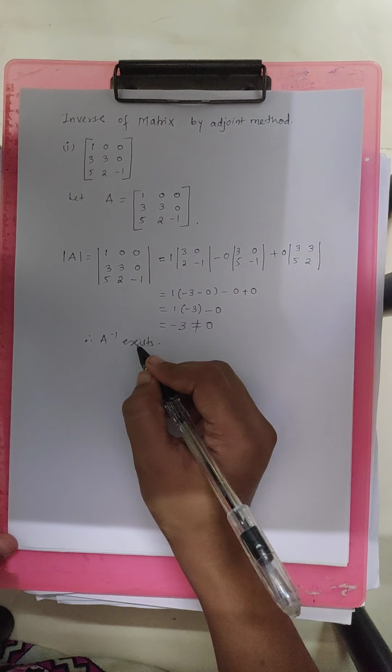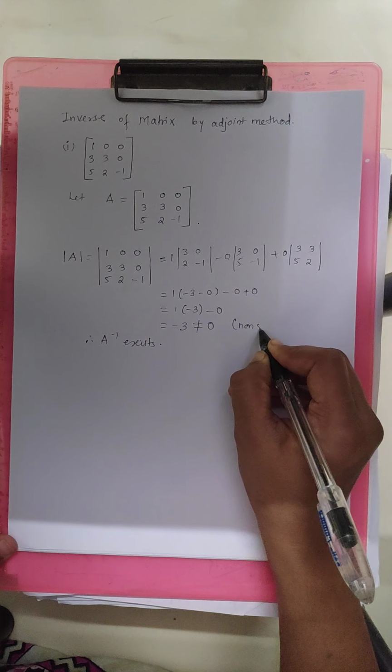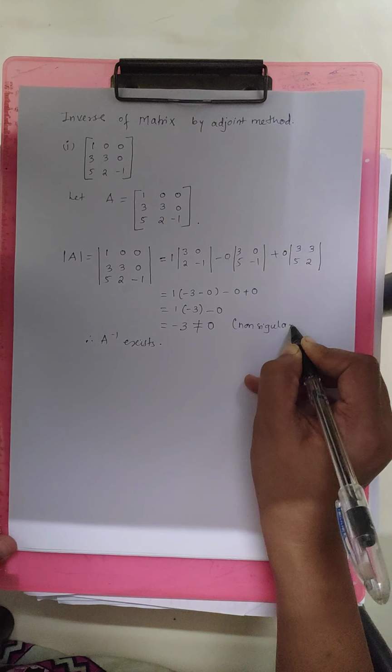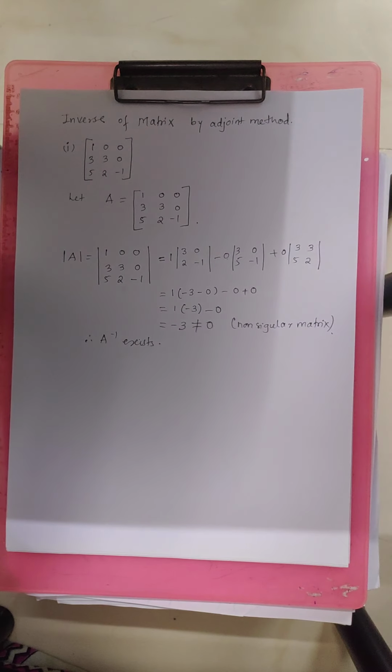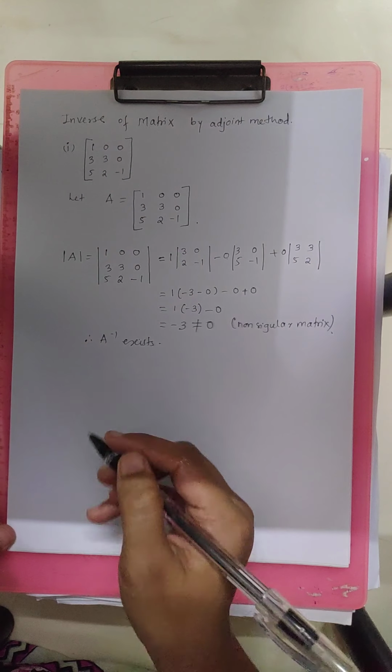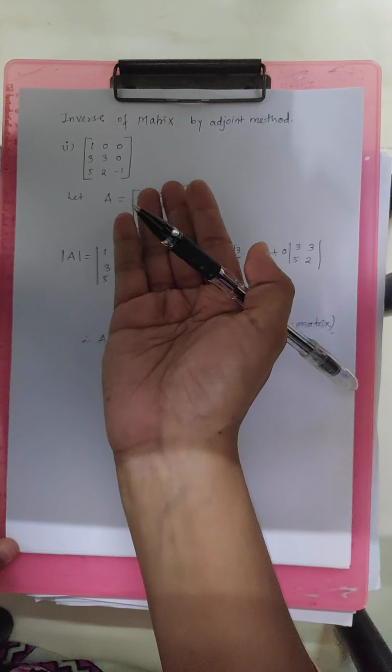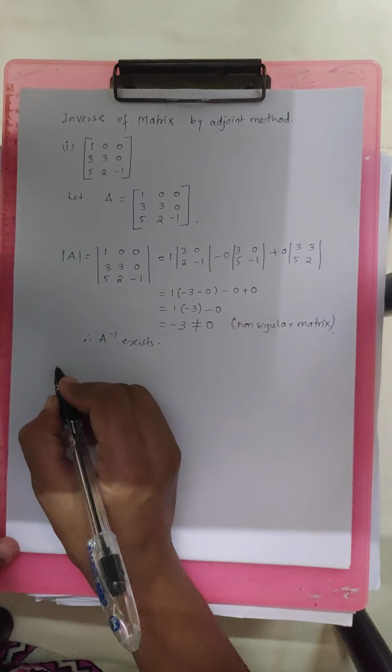The inverse of a matrix is possible only if it is a non-singular matrix. And what is a non-singular matrix? If the determinant is non-zero. So A inverse is possible here, but we have to find the inverse by using the adjoint method. So how to find the inverse of a matrix by the adjoint method?